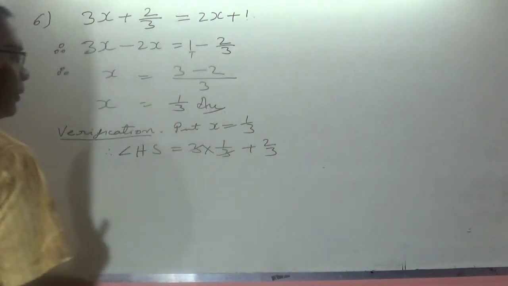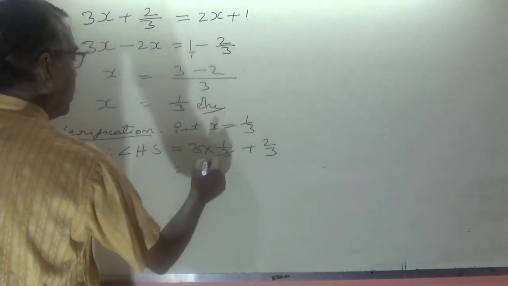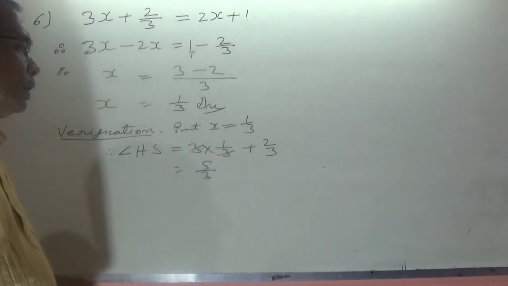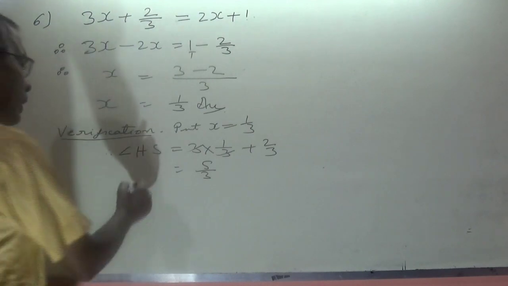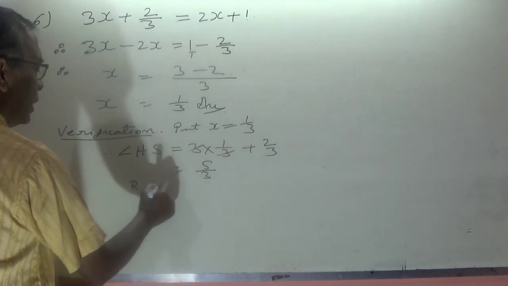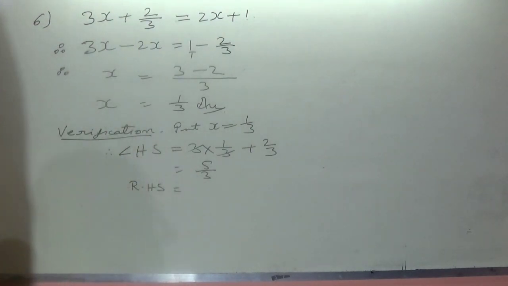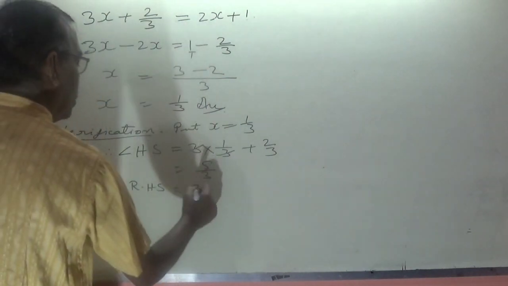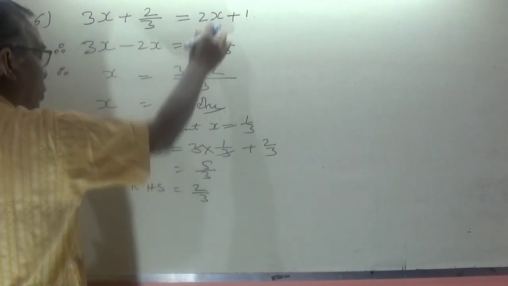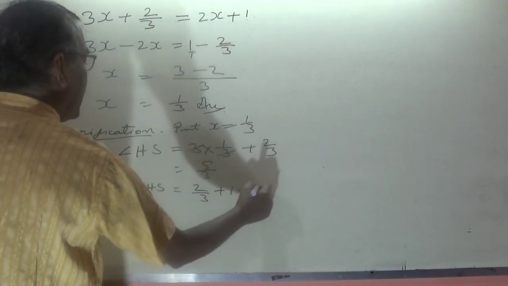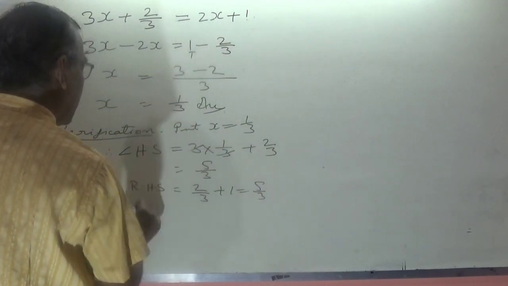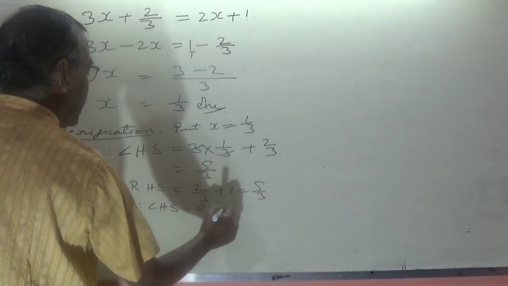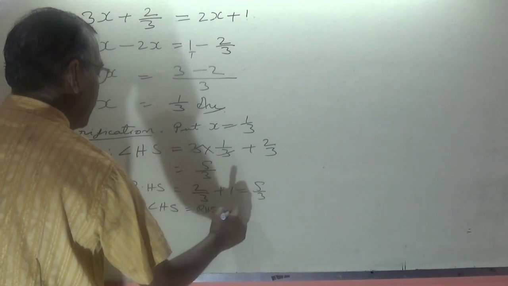3 is supposed to be cancelled. 1 plus 2 by 3, what I feel it will come as 5 by 3. 3 ones are 3 plus 1 is 2, is 5 by 3. Now let us do the verification from RHS. Same thing, put x is equal to 2 by 3, 1 by 3 there. So it will be 2 by 3, x is equal to 1 by 3 if we put, plus 1, again it is coming 5 by 3. So therefore LHS we are finding is equal to RHS, and verified.